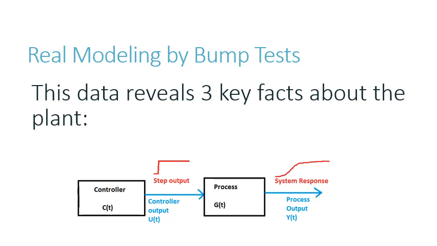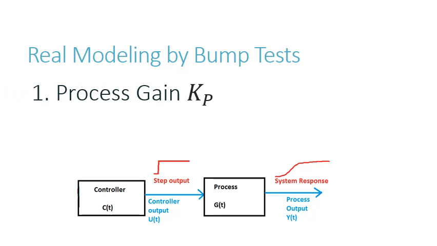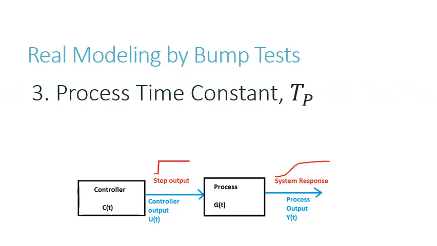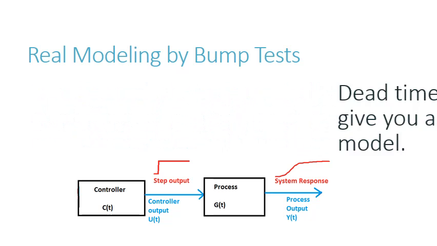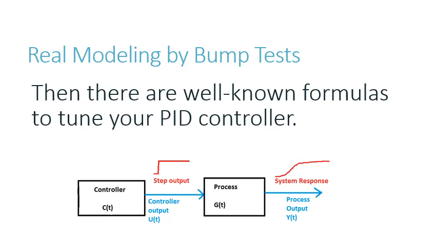When you do this, it reveals three key facts about your plant, your process that you're trying to find. The first is the process gain. The second is your process dead time. And the third is your process time constant. We're going to go into detail about what these things are and how they're obtained. The dead time, the gain, and the time constant, these are all for the process, and they give you a nice estimated model. Well, once you have those measurements, there are well-known empirical formulas that have been come up with over time by various experts, and you can basically just plug that data into these formulas and come up with the sorts of values you need to tune your PID controller.